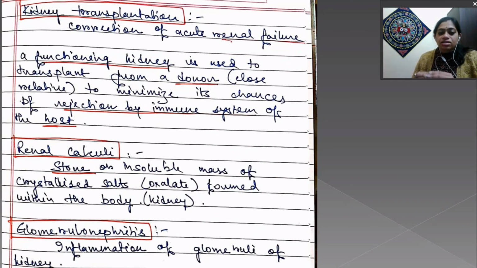Glomerulonephritis, it is another disease, and it occurs when inflammation of glomeruli occurs in the kidney. Okay, so glomerulus inflamed हो जाता है. So that's all about this chapter, excretory products and their elimination. And this is a quick revision. You have to read it in detail from your book.